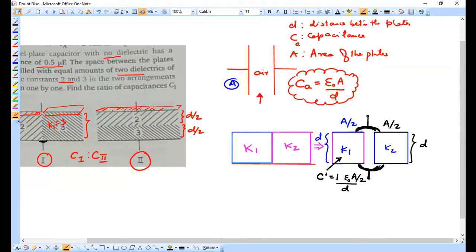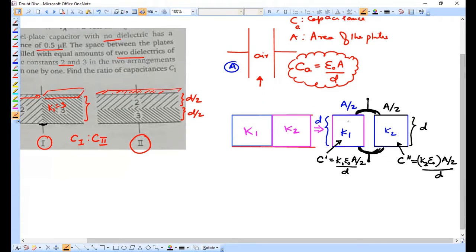So here the dielectric constant in between the two plates happens to be K1 epsilon naught. The area of the plates is A by 2, and the distance between the two plates is D. Now similarly, in this case, you can consider another dielectric, and the capacitance of this capacitor will be C double dash. The space is now filled by a dielectric of dielectric constant K2, K2 epsilon naught. The area of the plate is now A by 2 divided by D.